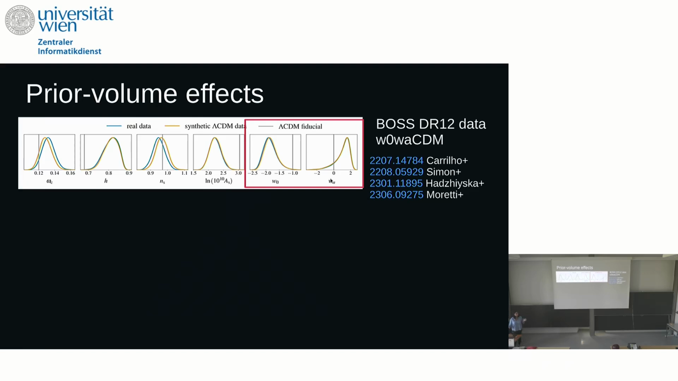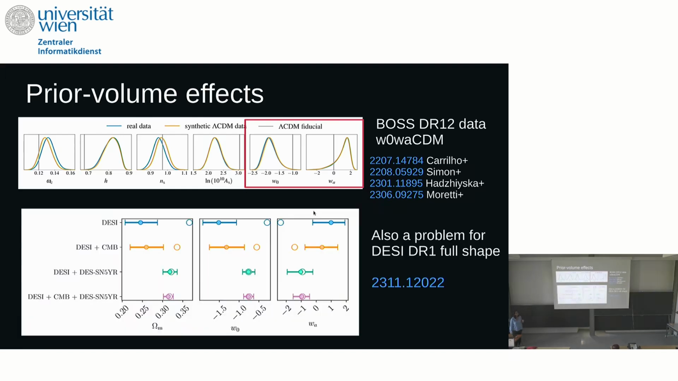And this is exactly what I was talking about before. Now, this is not news, and it was explored in quite a few papers for BOSS data, but this was also an issue for DESI DR1 full shape. As you can see here, the empty dots are the maximum a posteriori for these three parameters, while the filled dots are the mean of the posteriors. And you see that they are very different.